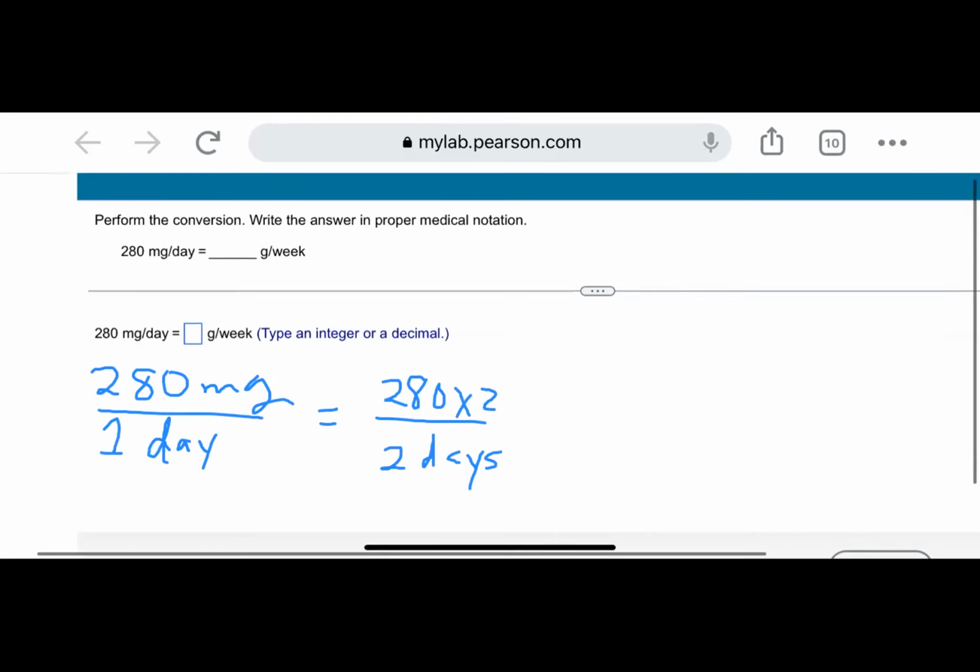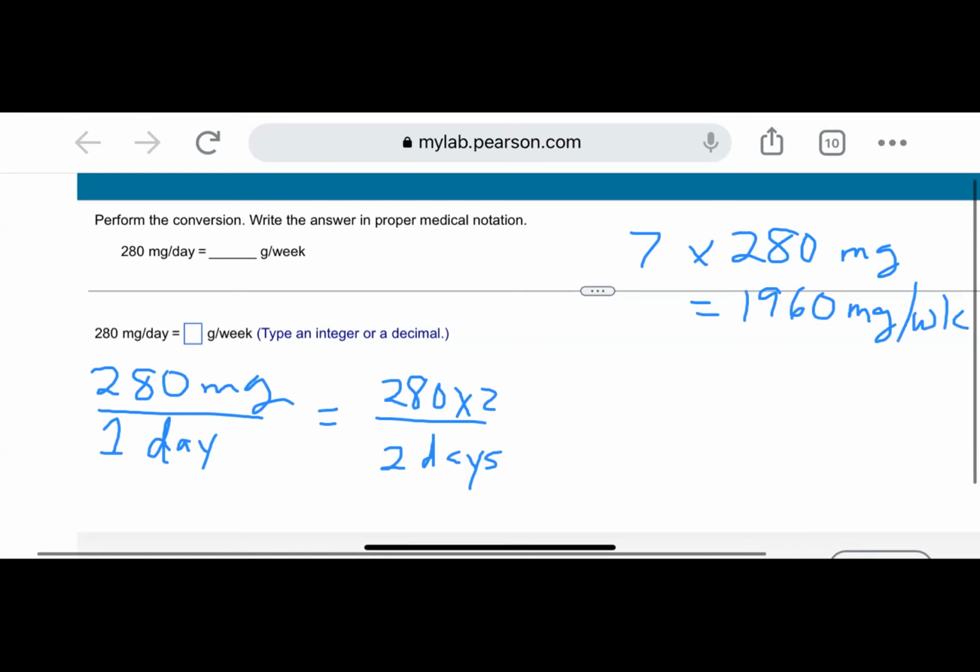So in a week, I have 7 days. So what am I doing? I'm multiplying 7 by 280 mg. And what will that give me? If you put that in a calculator, you're going to have 1,960 mg per 7 days, or per week, right? Because 7 days make a week.